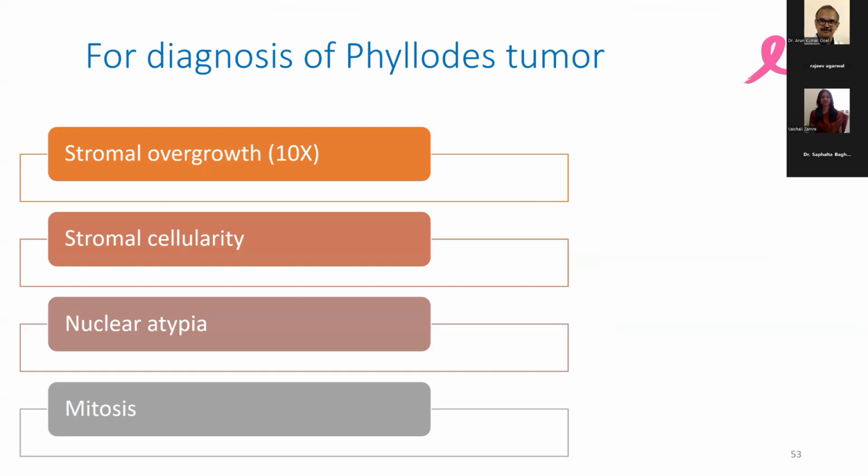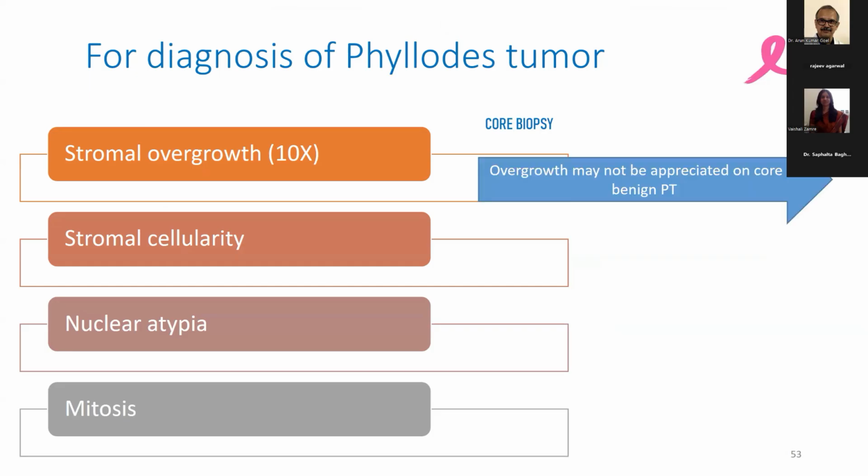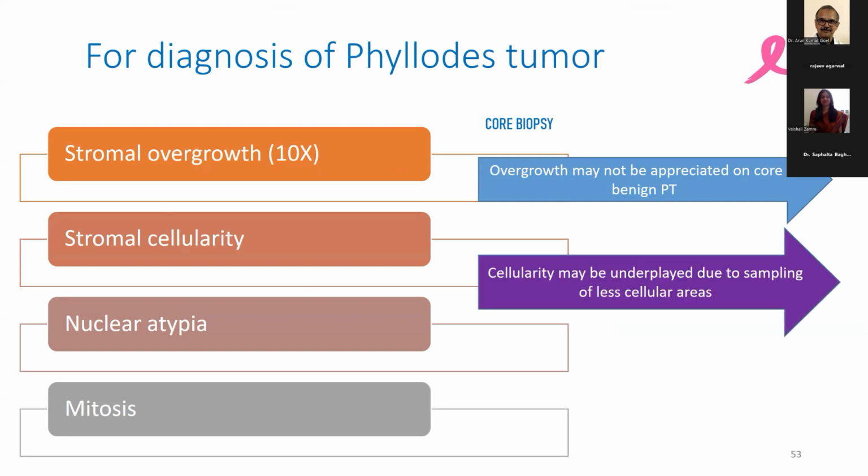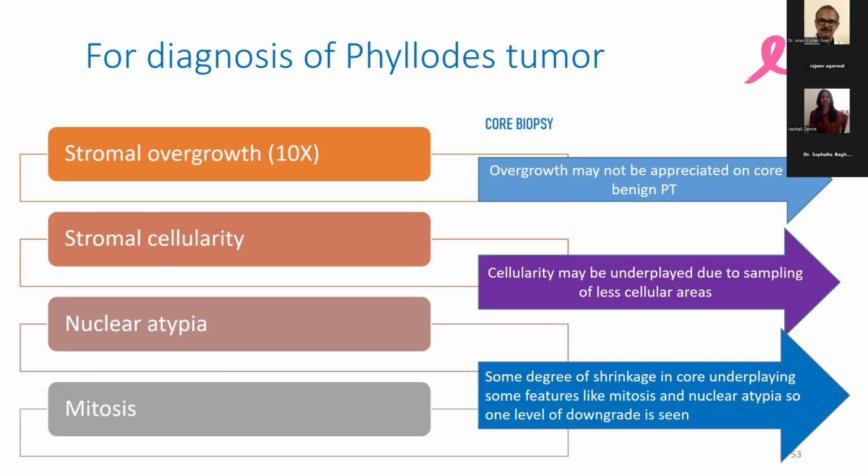Now, when you do a core in a fibroepithelial lesion, what happens? You don't see the overgrowth because your needle might have gone through an area where there is no overgrowth. The cellularity, because of the fixation, sometimes is not very high, and again, you might have gone into the less cellular areas. And the atypia also becomes very shrunken in a core biopsy. That's why core biopsy tends to downgrade fibroepithelial lesions.